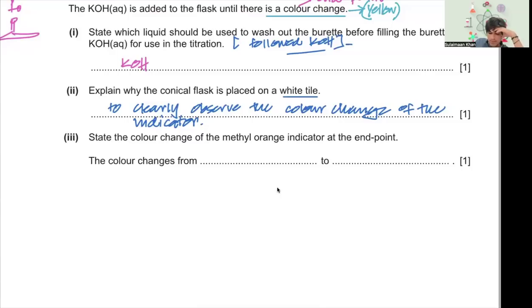State the color change of methyl orange indicator at the endpoint. So it's basically red to yellow. Yeah, you could even write orange. It's up to you.